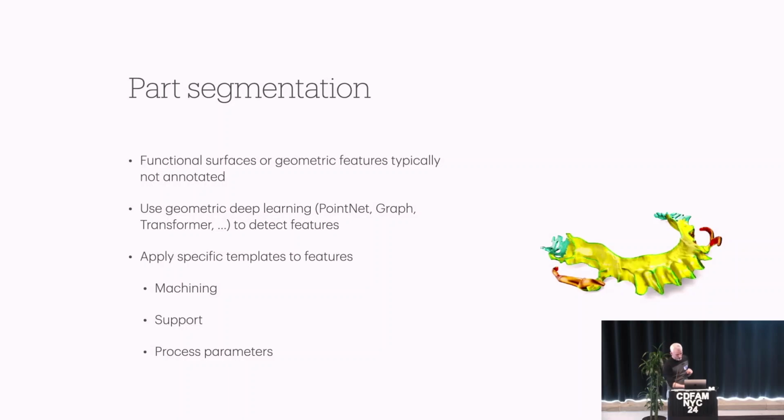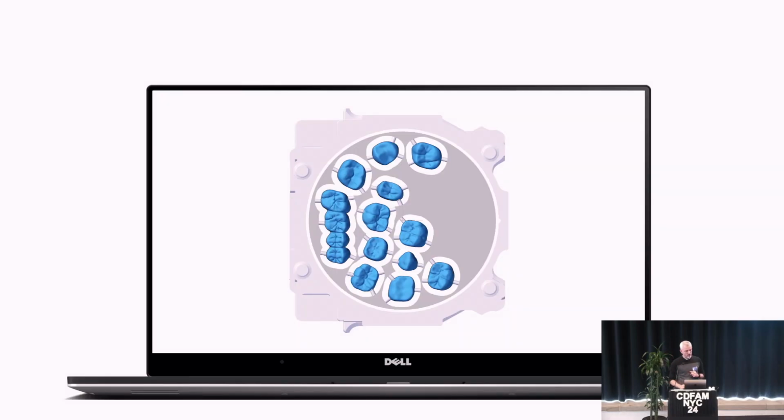What's colored in red is our functional interfaces. They will actually interface with the teeth themselves, and the rest is non-functional. This is not annotated on the geometry itself, but we can quite easily learn this segmentation. There's a whole slew of different models now, like PointNet, graph-based models, and transformers, to detect the features, and then you can start mapping templates. This could be supporting templates, like process parameters or machining templates, to these features that you've detected.